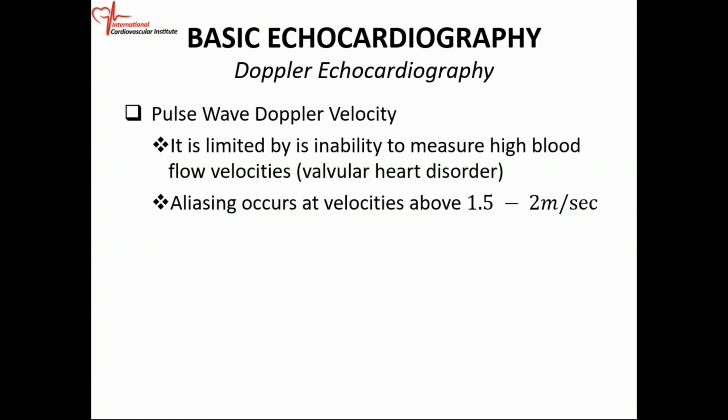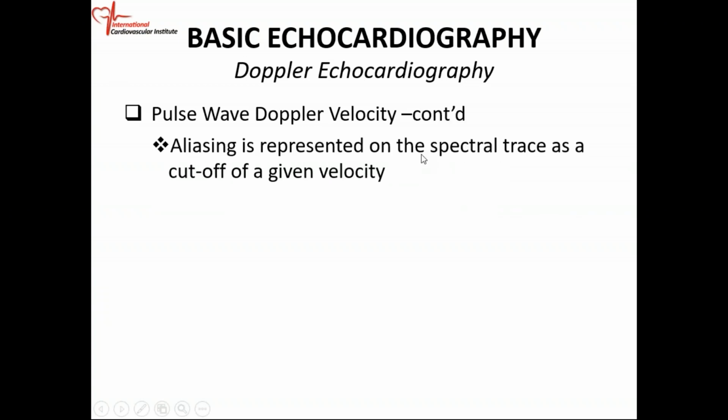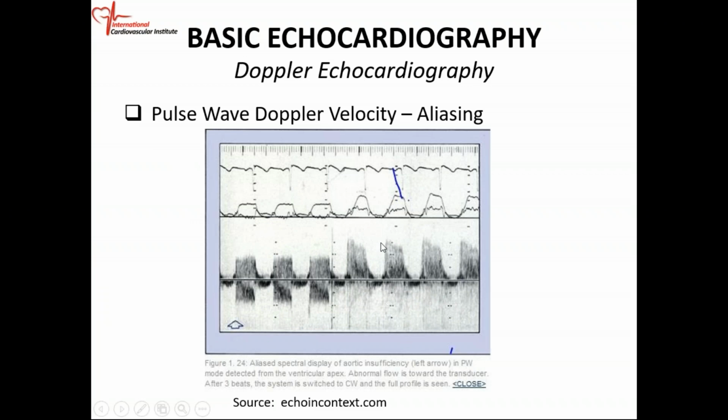And what aliasing means is that if you're measuring a velocity of, say, 3 meters per second, once it gets to 2 meters, it's going to cut off at 2 meters. It's going to put the 2 meters on top and then 1 meter below. That is what aliasing means. So aliasing is represented on the spectral trace as a cutoff of a given velocity. And this is what we mean. So you're measuring this aortic insufficiency, and it might be, I think, 3 meters per second. So when it gets to 2 meters, it leaves 2 meters on top and puts the other meter below. Okay, so once you see this, you know that's aliasing.